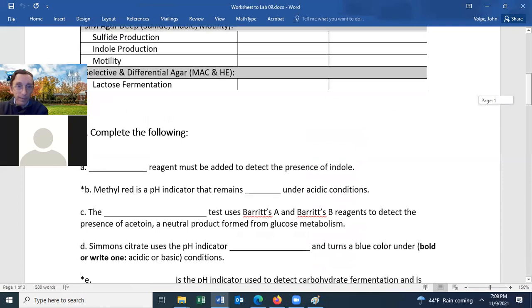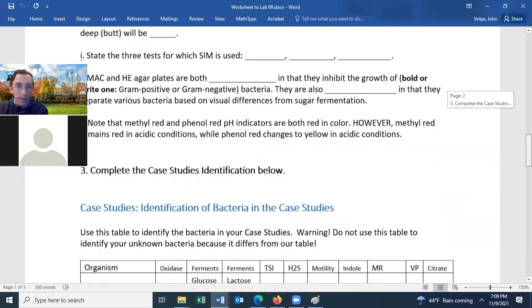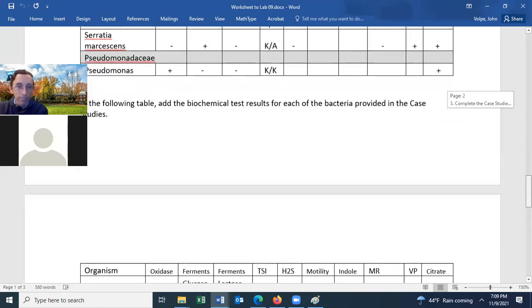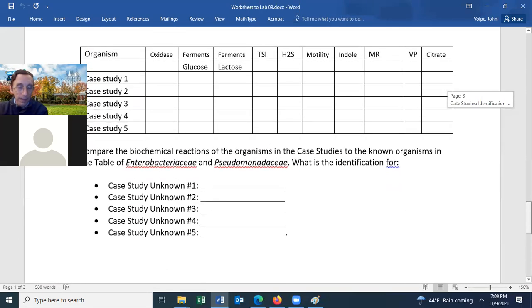In the worksheet, there's also some questions to answer in part 2. Complete the following. What reagent must be added to detect the presence of indole? Fill that in, and then answer the questions. And when you have worksheet 9 done, submit it for lab 9. All right, I'll be here at 7:09. I'll be here at least until 8 o'clock to answer any questions. But once the last student logs off, I'm going to log off.